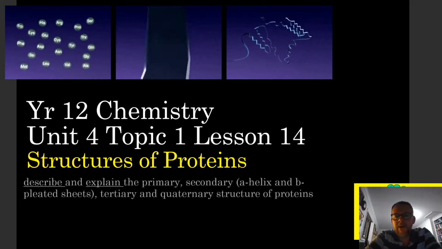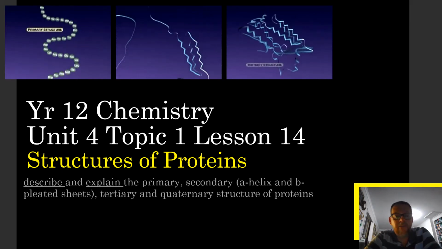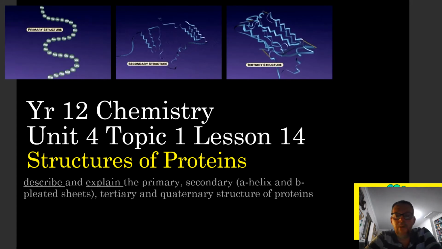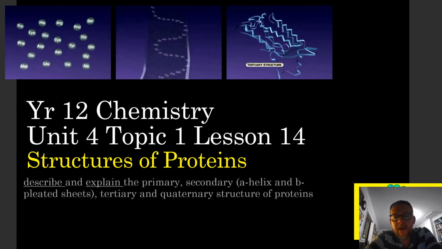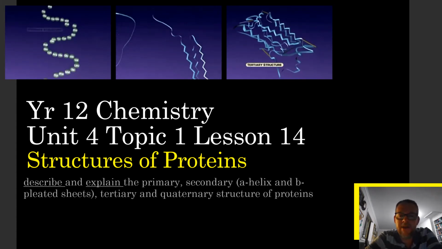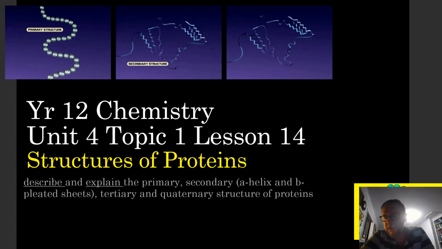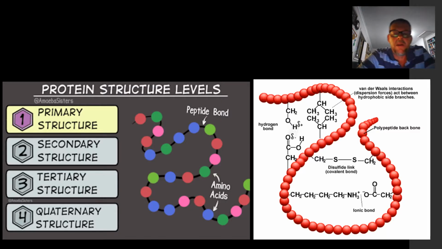Okay, good day students. Welcome to our lesson on the structures of proteins. So today we want to look at the primary, the secondary, the tertiary and the quaternary structure of proteins. We'll also have a look at the alpha helix and the beta pleated sheets in the secondary structures of proteins. So as you saw, there are four main structures of proteins.